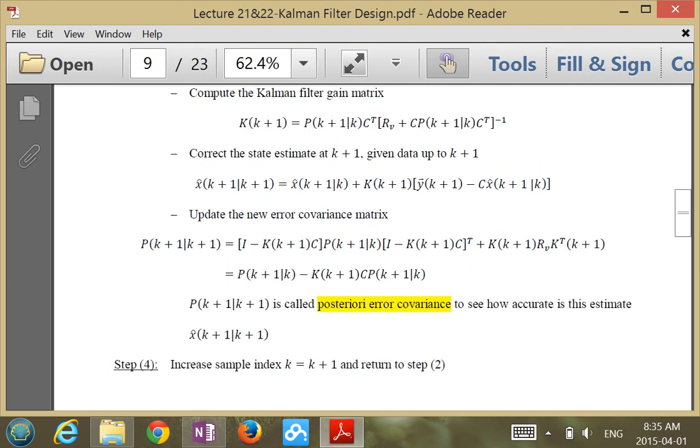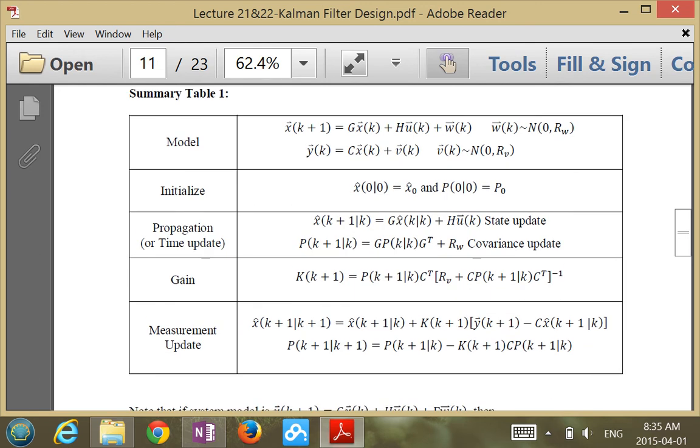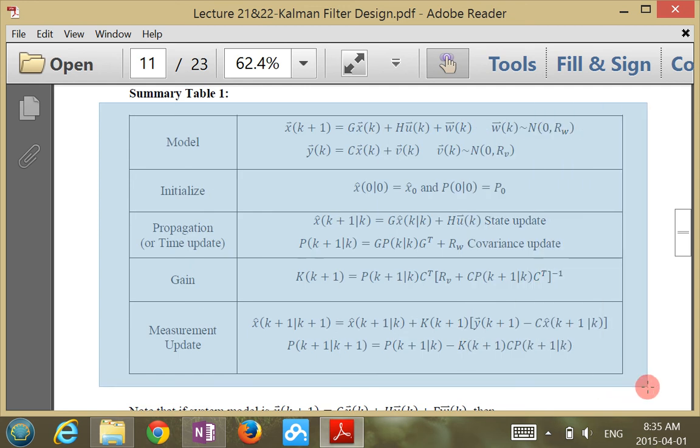All right, I have a handout here. So the results are essentially this table here. Based on this table is how we actually program our Kalman filter.